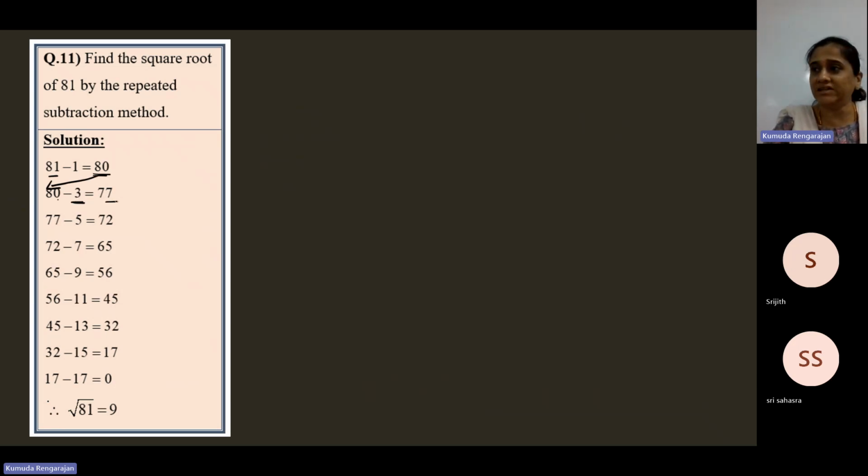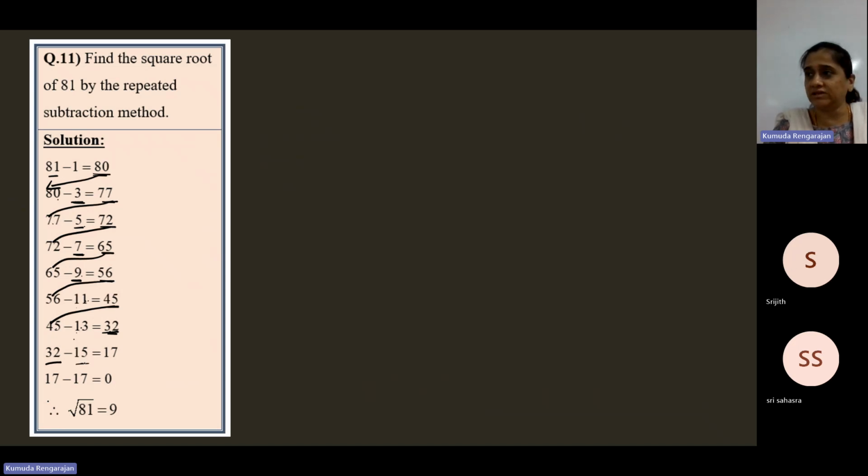80 minus 3, 77. Next odd number 5. 77 minus 5, 72. The next odd number is 7. 72 minus 7, 65. 65 minus the next odd number 9, 56. 56 minus, after 9 is 11, right? Odd numbers. After 9 is 11. So 56 minus 11, 45. 45 minus, after 11 is 13. 45 minus 13, 32.